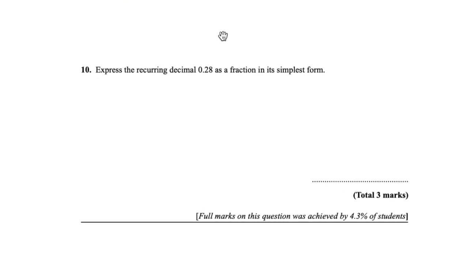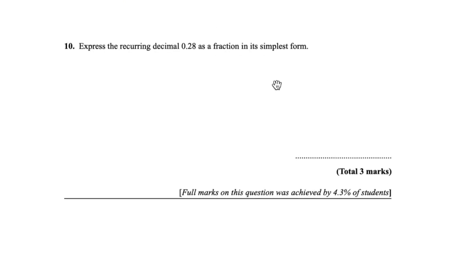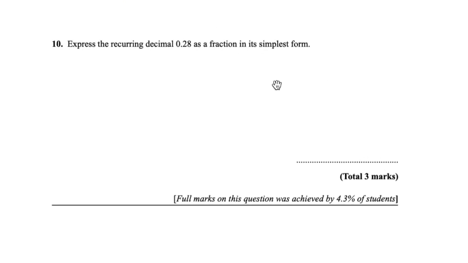Okay, next question we have: express the recurring decimal 0.28 as a fraction in its simplest form. Now, for some reason, the recurring sign was coming up really dodgy when I was copying the question over. So I actually couldn't tell where the recurring signs are, but we're going to say that it's over both of them, and it'll be the same method if you see a similar question like this.